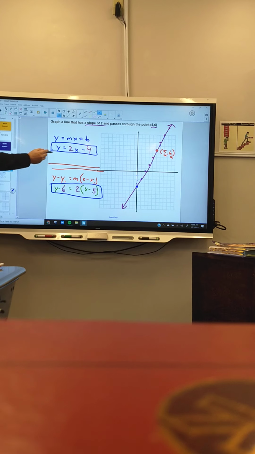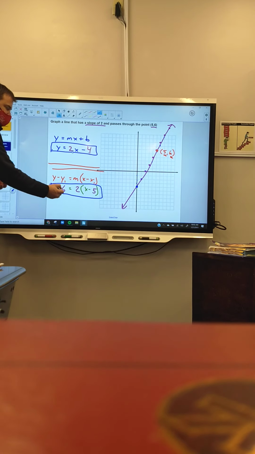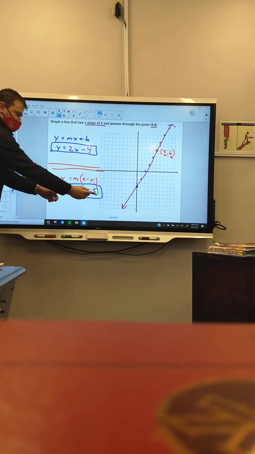Well, wait a second, y equals 2x minus 4. It's just reformatting that equation, right? So why do we have a couple different types? Well, because this shows us a specific slope and a y-intercept. This shows us a specific slope and a point.